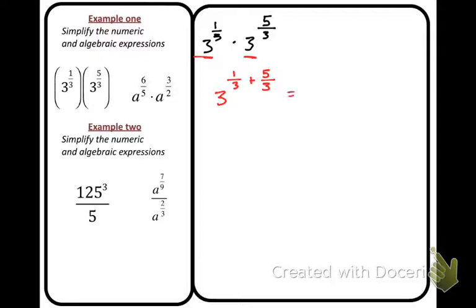And simplifying this out, we have like denominators, so we can go ahead and add the numerators. So this would be 3 to the 6/3 power, which simplifies down to 3 squared. 6 divided by 3 is 2, which equals 9. 3 times 3, 3 squared, is 9.